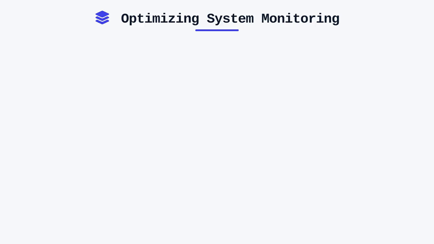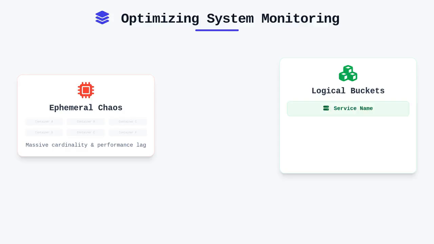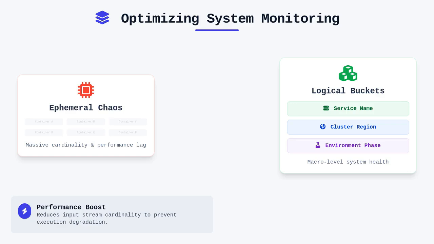One of the most effective mechanical levers at our disposal is the application of spatial aggregations, which effectively collapses a massive population into a more manageable set of dimensions. Instead of attempting to monitor every individual ephemeral container, we should group these hosts into larger, logical buckets based on shared metadata, such as service name, cluster region, or environment phase. By performing this aggregation at the platform level, we reduce the cardinality of the input stream, which in turn reduces the likelihood of encountering execution performance degradation.